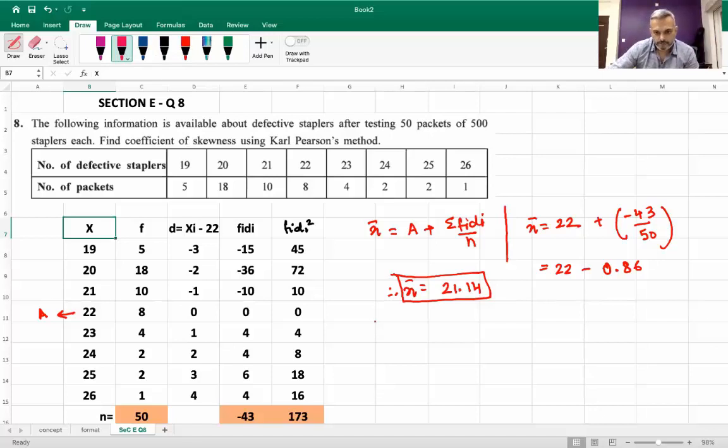Then mode. Mode is equal to directly highest frequency is 18. So this is going to be your mode. So directly I write 18.